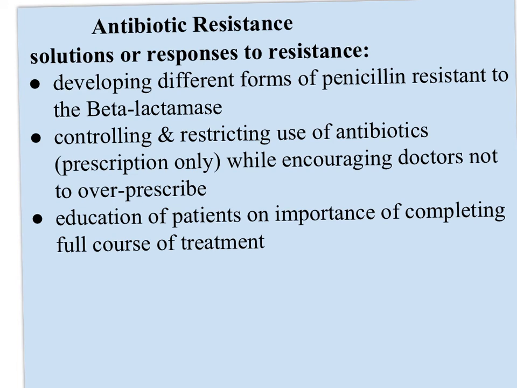So what are some solutions or responses to the resistant bacteria? We can continue to develop different forms of penicillin that are resistant to the beta-lactamases. We can control and restrict the use of antibiotics, making them prescription only and encouraging doctors not to overprescribe their use. And we can educate patients on the importance of completing the full course of an antibiotic treatment. Because when you quit taking it as you feel better, now the strongest bacteria are the ones that didn't get killed off, and they're the ones that are going to go on to reproduce.